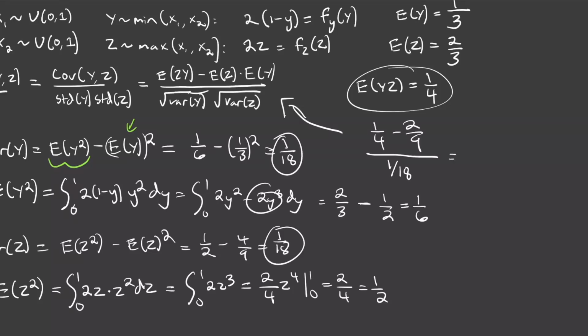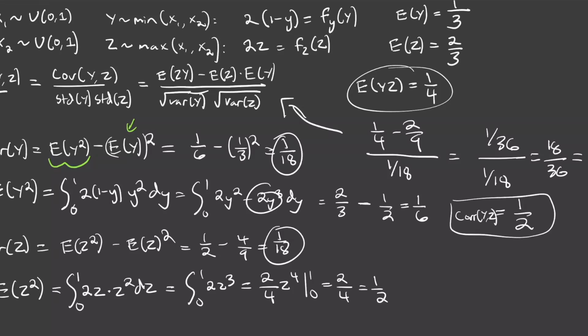Now on the top, let's get a common denominator. I multiply the left side by 9, I get 9 on 36. I multiply the right side by 4, I get 8 on 36. So when I subtract those, I get 1 on 36 on the top, and then I have a 1 on 18 on the bottom. So when I work that out, I'm going to get 18 on 36, which is just equal to 1/2. So that's the correlation between the minimum and the maximum, the correlation between y and z. So that is the final answer right here.